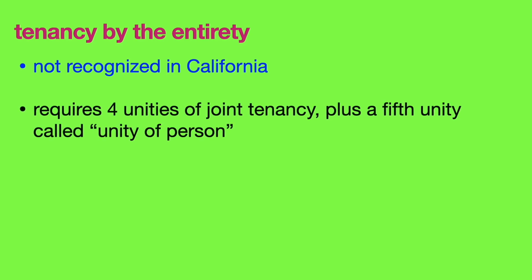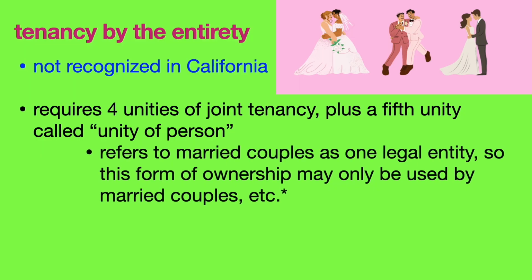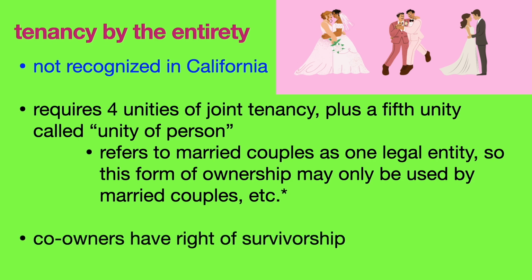Tenancy by the entirety. California doesn't recognize tenancy by the entirety, but some states do use this form of ownership. It requires the 4 unities of joint tenancy, plus a 5th unity called unity of person. This refers to married couples as one legal entity, so this form of ownership may only be used by married couples. Some states extend this right to domestic partnerships and civil unions. Co-owners have the right of survivorship. If one dies, the other becomes the sole owner of the property.